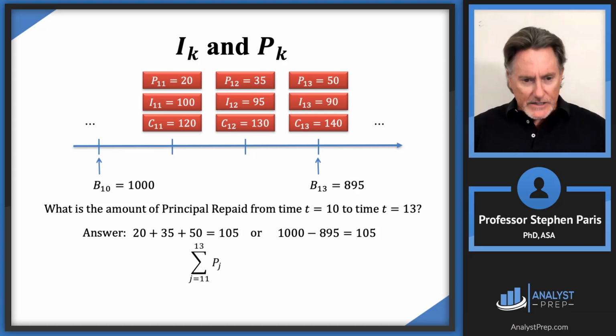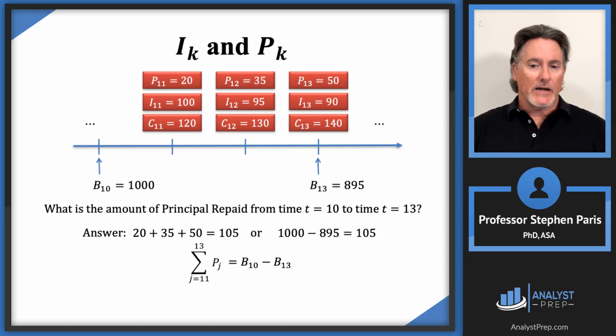Symbolically, I would represent the amount of principal repaid from time 10 to time 13 with sigma notation. That's shorthand notation. It's a sum: cap P11 plus cap P12 plus cap P13, which you can abbreviate using sigma notation. And that's just the balance at time 10 minus the balance at time 13. And then this is the part that I hesitate on. We could do this more generally.